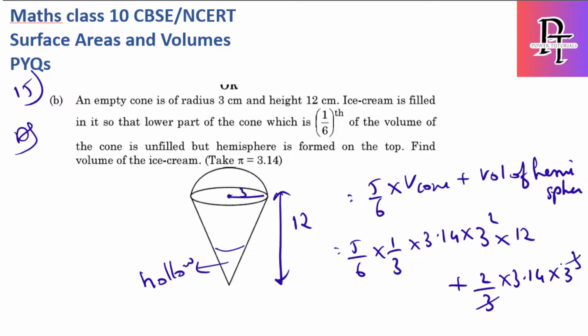Okay, I can cancel this 3 square, so this I can write as 9, and here also I can cancel out 6, 1 6 2s. Okay, so finally it becomes 5 2s are 10, 10 into 3.14 is 31.4, 31.4 into 3 plus here will be 6.28 into 9. So this is the final volume.